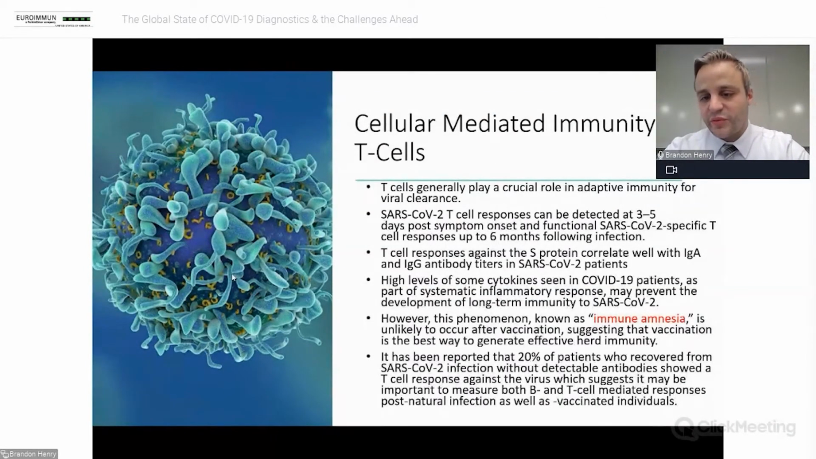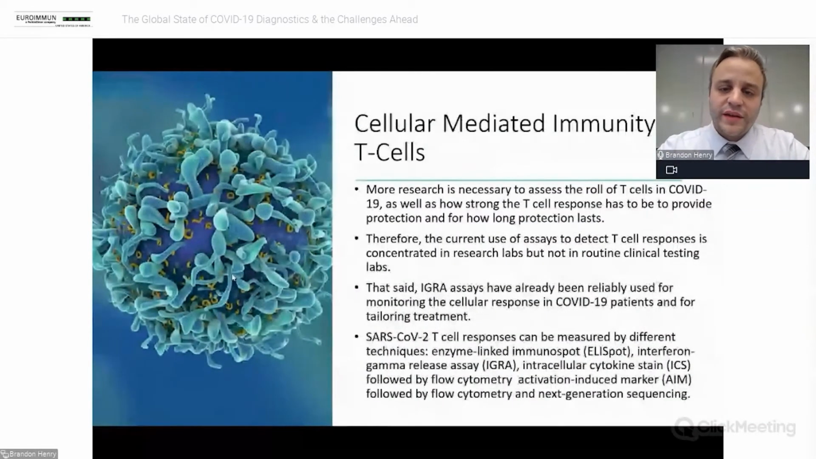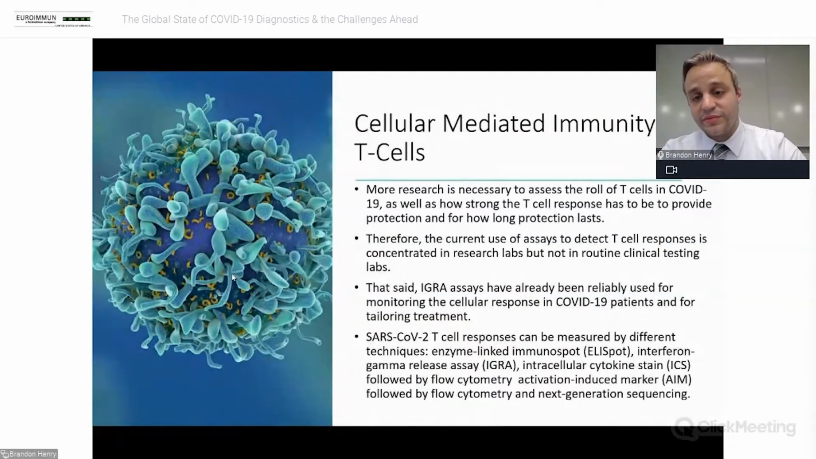It's been reported that about 20% of patients who recovered from SARS-CoV-2 infection without detectable antibodies showed a T cell response against the virus, which suggests it may be important to measure both B and T cell mediated responses post-natural infection, as well as in vaccinated individuals. More research, though, is really needed to assess the role of T cells in COVID-19, as well as how strong the T cell response has to be to provide protection and for how long that protection lasts.